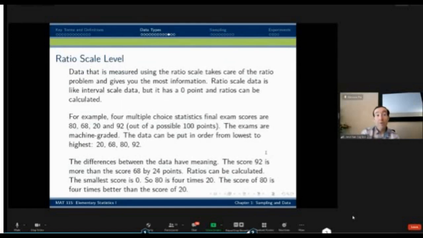So I think I kind of pulled the rug out from under the last one here. Ratio scale level is similar to interval level, but now we do have a 0 point that is the minimum, and we can calculate a ratio between different things. We can always do that.